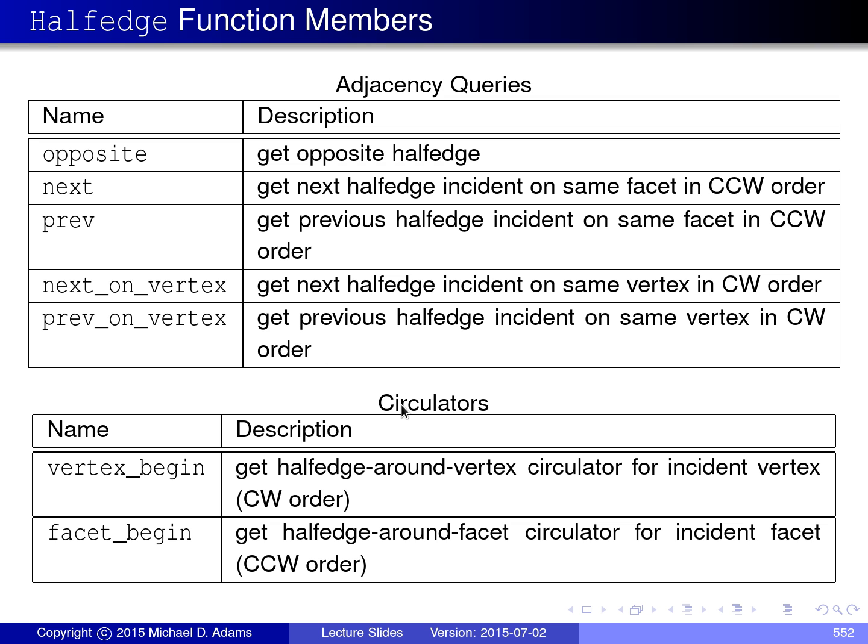Then the next bunch of functions are for circulators. The first function, vertex_begin, gets a Halfedge_around_vertex circulator for the incident vertex. And remember, these circulators circulate in clockwise order. And then facet_begin gets a Halfedge_around_facet circulator for the incident facet. And remember, this type of circulator iterates in the counterclockwise order.